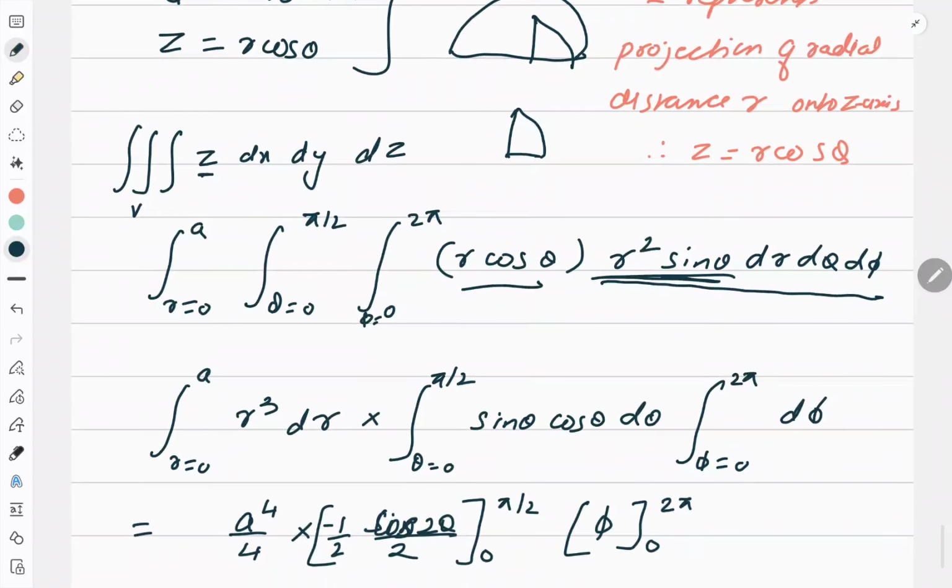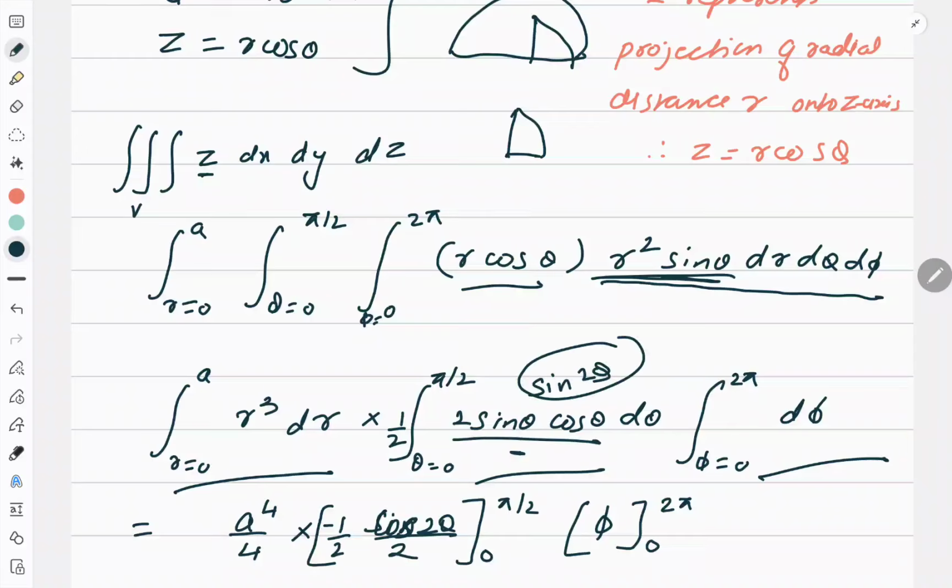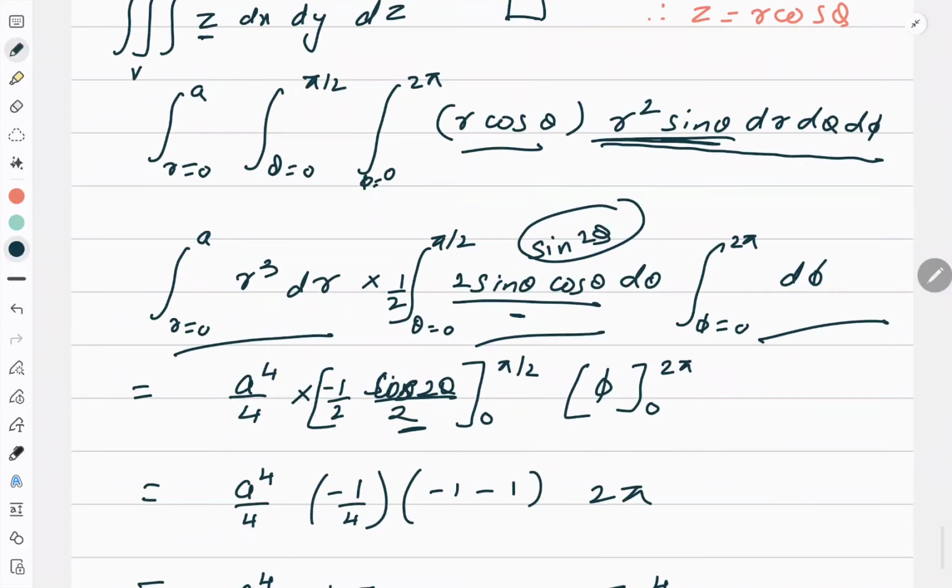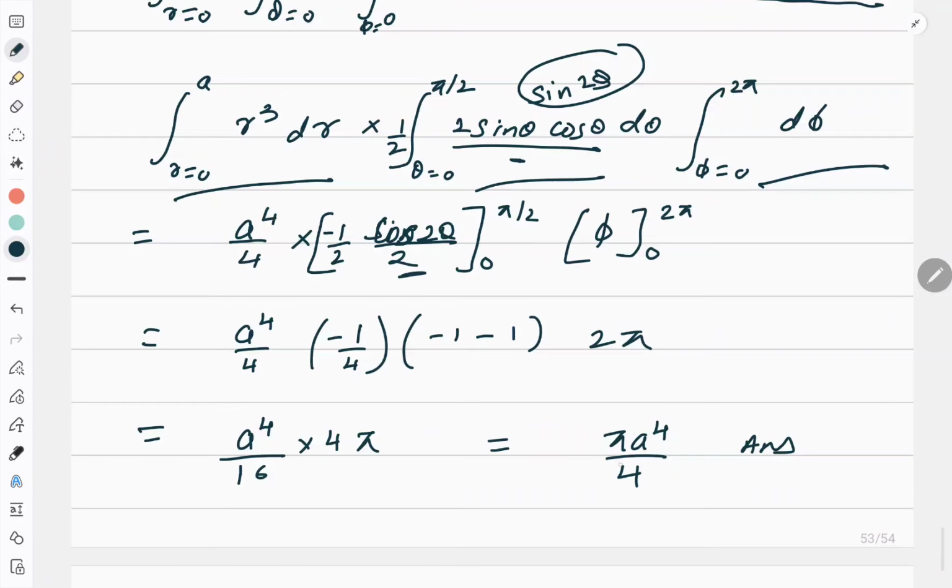So you can easily separate the three integrals. One integral of r, one integral of theta, one integral of phi. And in this second integral of theta you can multiply and divide by 1 by 2. So this will become sine 2 theta. And then you can integrate sine 2 theta directly as cos 2 theta upon 2 with a negative sign. So I integrated and I put the limits and I got the answer pi a to the power 4 by 4, which is the answer. So with this question we are done with the volume and we have finished multiple integrals properly.